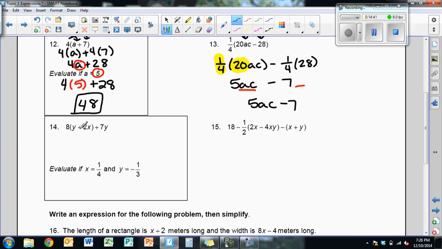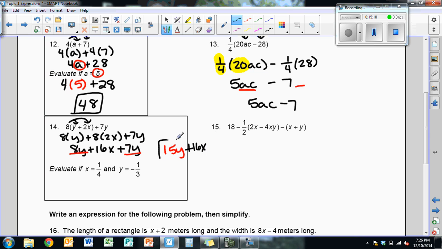Number 14, again, it has parentheses, so we have to first distribute. I have 8 times y plus 8 times 2x plus 7y. 8 times y gives me 8y, plus 8 times 2 is 16x, plus 7y. I have some like terms. I have 8y and 7y, so I'm going to combine those to get 15y plus 16x.